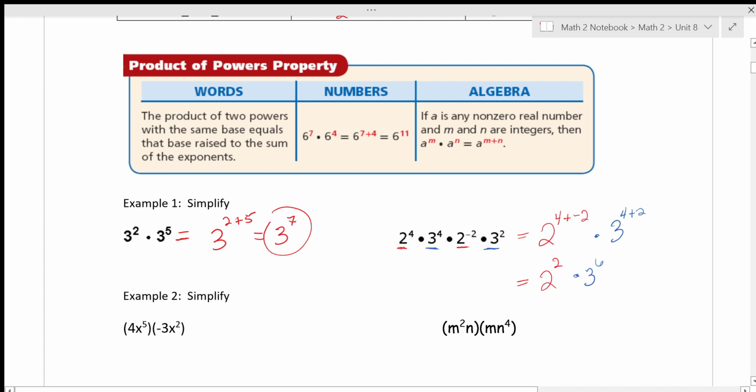Now, could we simplify both of these further? Yes, right? 3 to the seventh simplifies here to 2,187, which you can just get by going 3 times 3 times 3, 7 times, or if you're using a scientific calculator, there's a special exponential button. 2 to the second times 3 to the sixth would be 4 times 729, which is 2,916. So again, with numbers, we can go pretty far. We can simplify all the way.